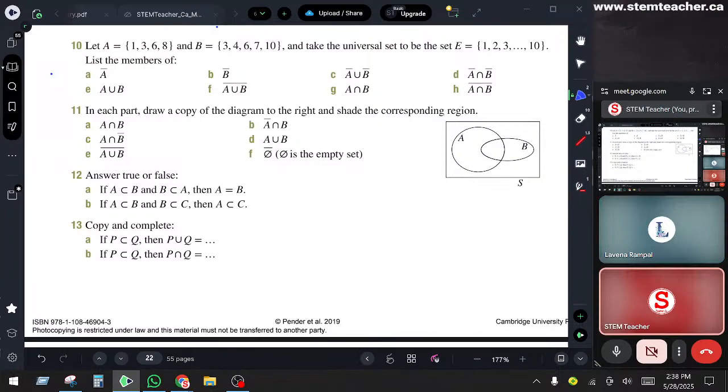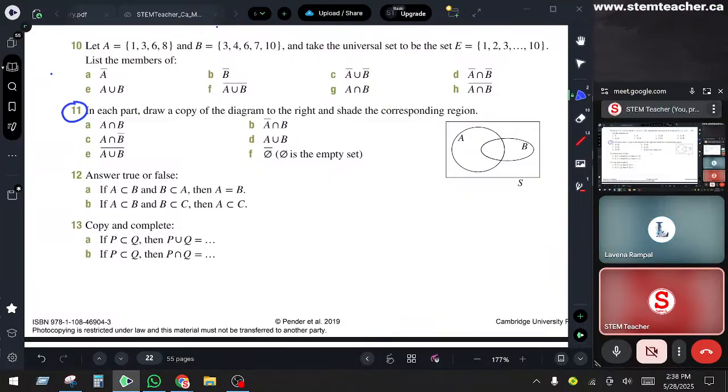So you are trying the 10th one. If you are not trying, then stop and let's do the 11th. What is the 11th portion? In each part, draw a copy of the diagram to the right and shade the corresponding region.